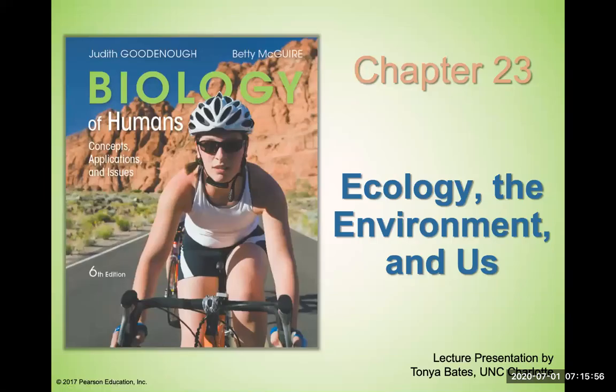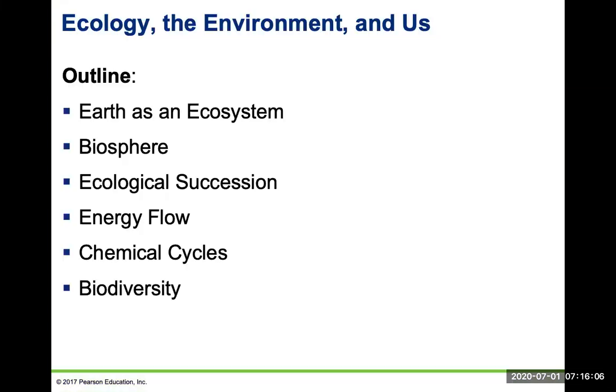Welcome class to chapter 23. We just have two chapters left that we'll get through, and they both kind of focus on the environment and our relationship with the environment as humans. We'll first start to define some terms like ecosystem, biosphere. We'll look at how energy flows through the ecosystems, some of the chemical cycles, and a look at biodiversity. And again, looking at how the environment relates to humans.